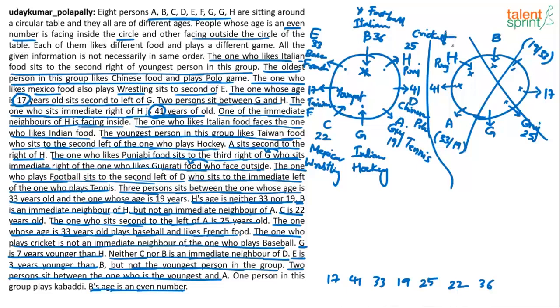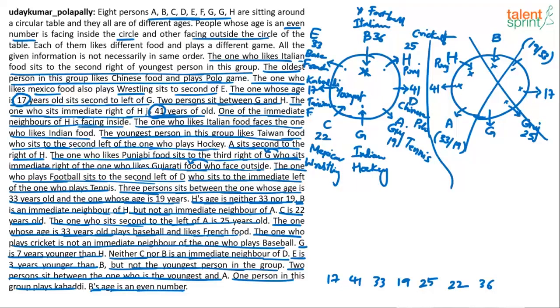I know this looks really clumsy and cluttered, but I hope you're able to figure out the sets there. Now, only one sport is left out. We have got 7 sports here: wrestling, hockey, tennis, polo, cricket, football, baseball. What is the other sport? Kabaddi. One person in this group plays kabaddi. So who plays kabaddi? The Taiwanese guy plays kabaddi.